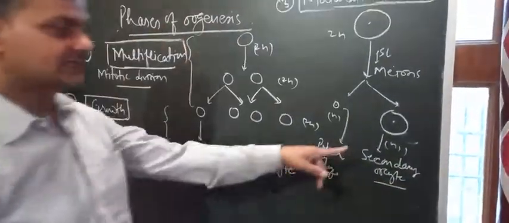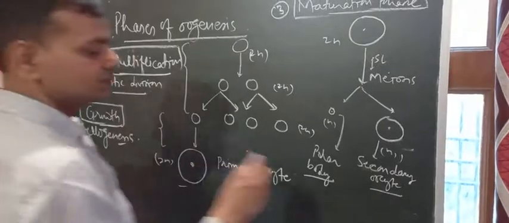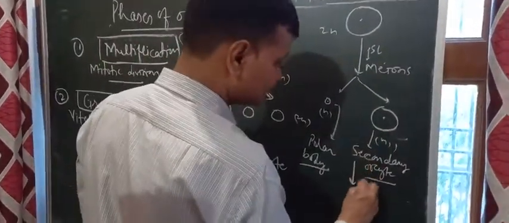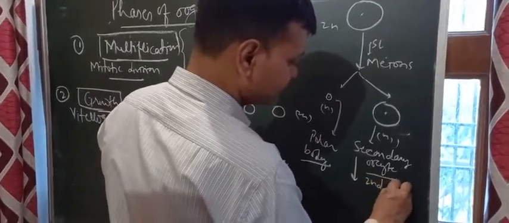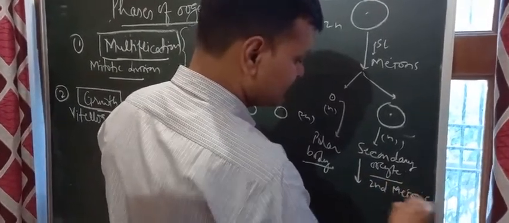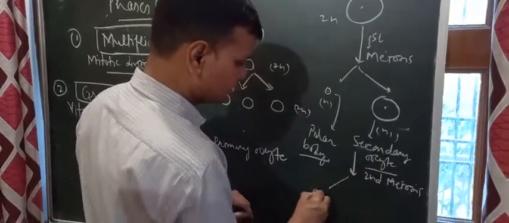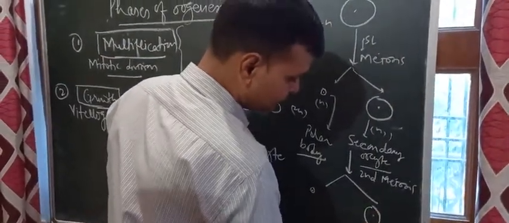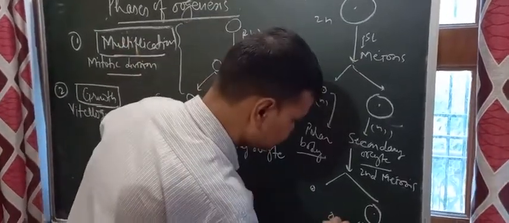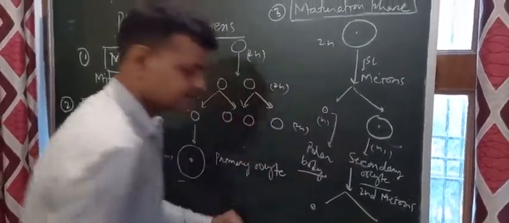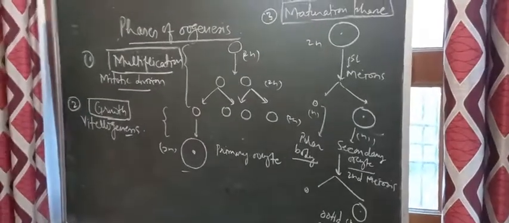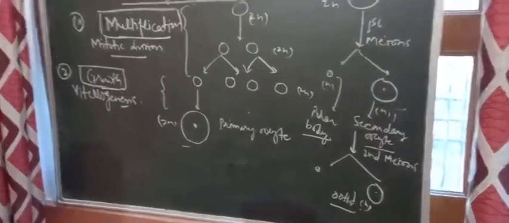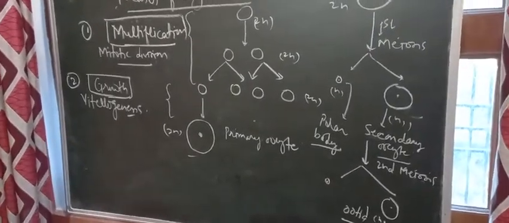Ovulation takes place at this stage, and this secondary oocyte, when it goes into the fallopian tube, it will continue its second division of meiosis, and then it will again form one more polar body and a haploid ovum or oocyte. Right. This is how the process gets completed and the ovum is being formed. This is all for today.